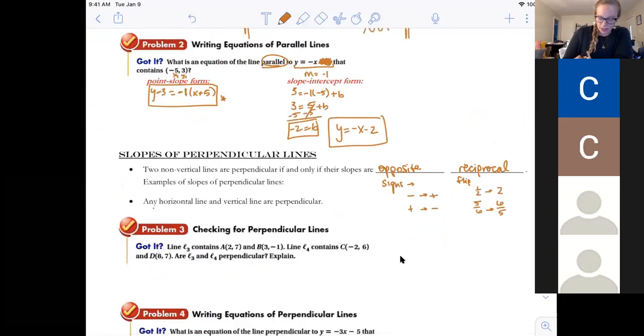Any horizontal line is perpendicular with a vertical line. Because they go on and on forever, they will always make a 90-degree angle, being straight horizontal and straight vertical.